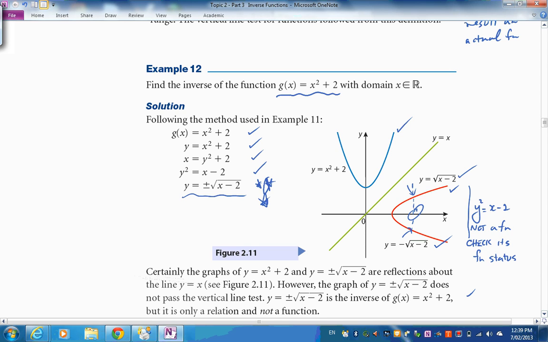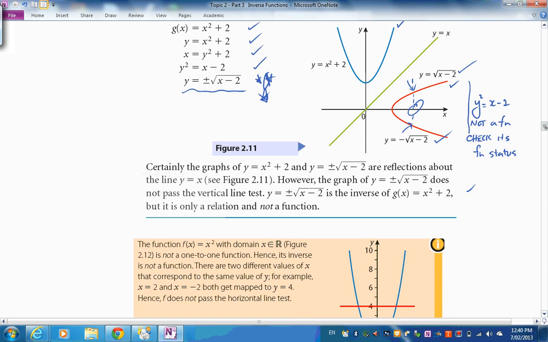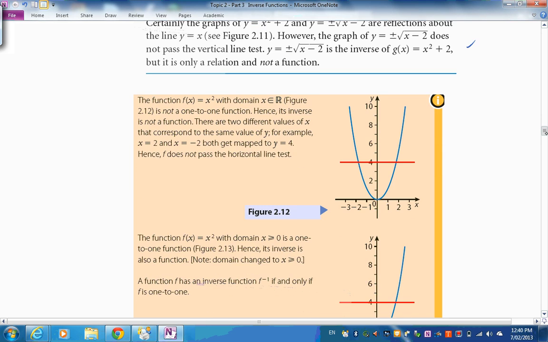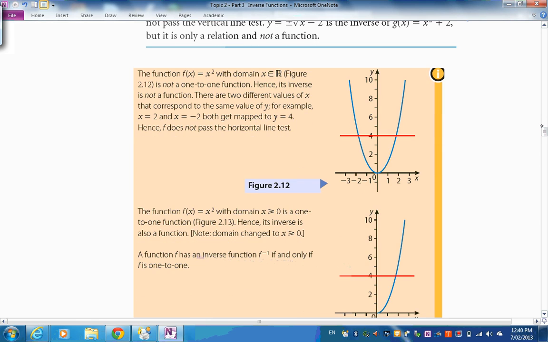Interchange x and y. The graph of one is reflected in the line y equals x of the other one, but it isn't a function. So in this course, they will only give you functions which are one-to-one, or they will restrict the domain, so that when you do the process of getting the inverse function, it will be a function.